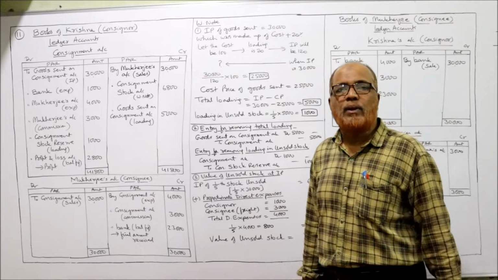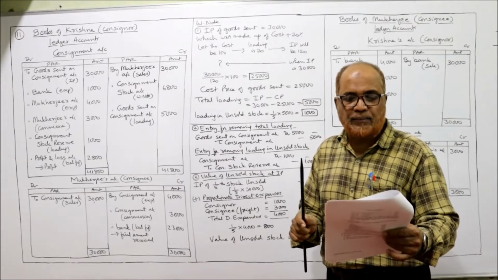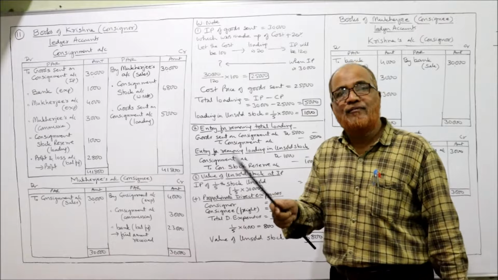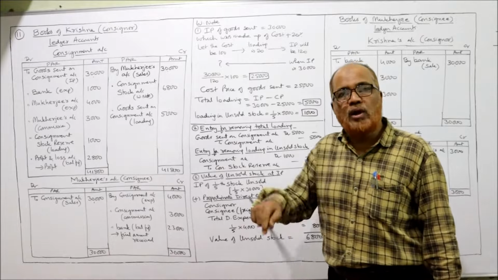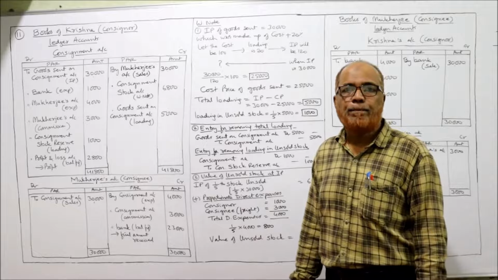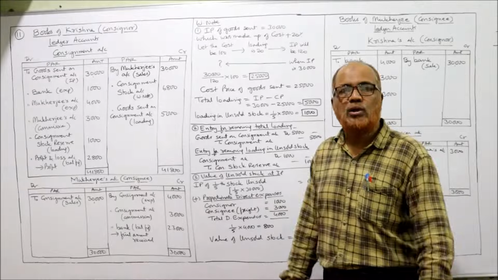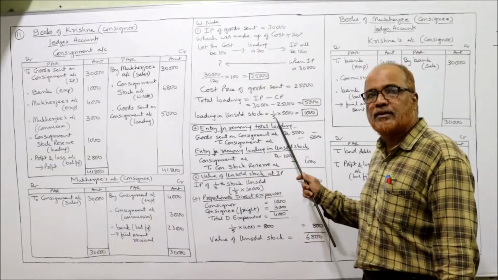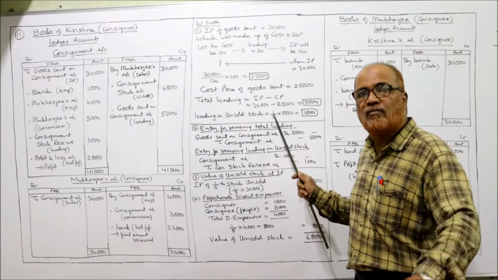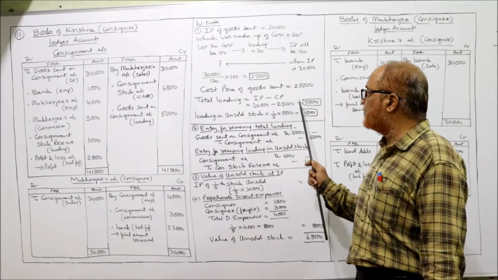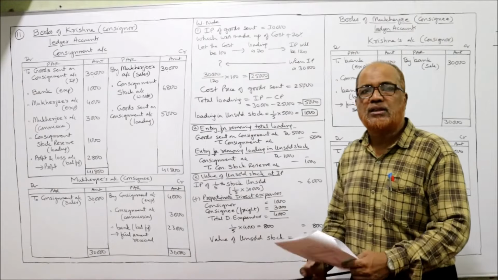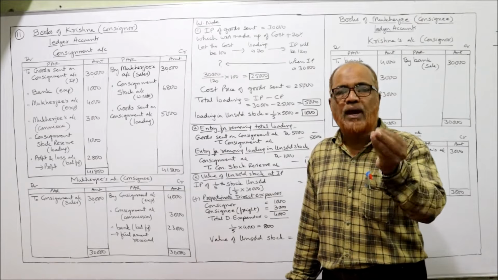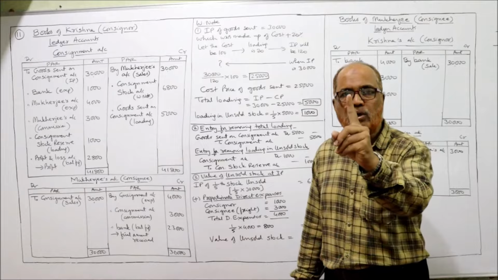Now it is given in the problem, 4/5 of the goods are sold. So remaining unsold is 1/5. So loading in unsold stock is 1/5, because 4/5 is sold, 1/5 is unsold. So 1/5 of 5,000 comes to 1,000. These 2 points you have to remember. The total loading is 5,000 and the loading in unsold stock is 1,000.